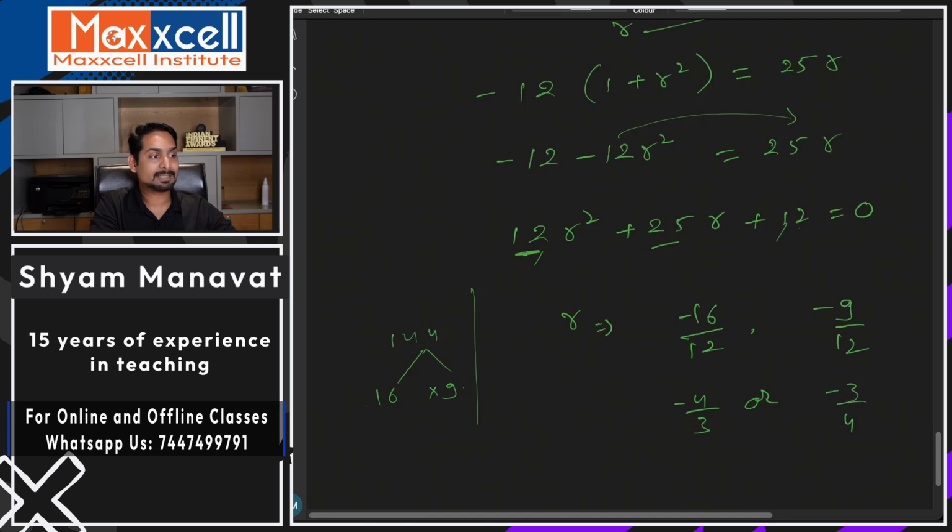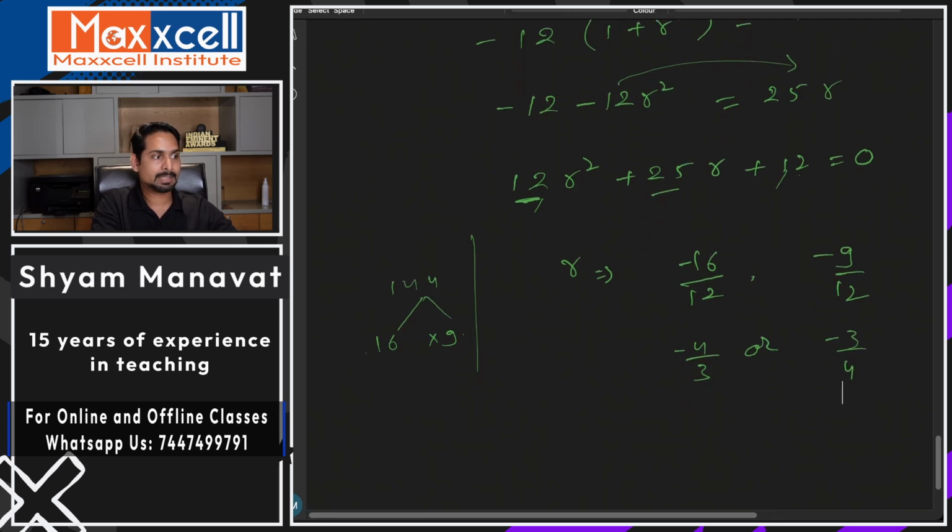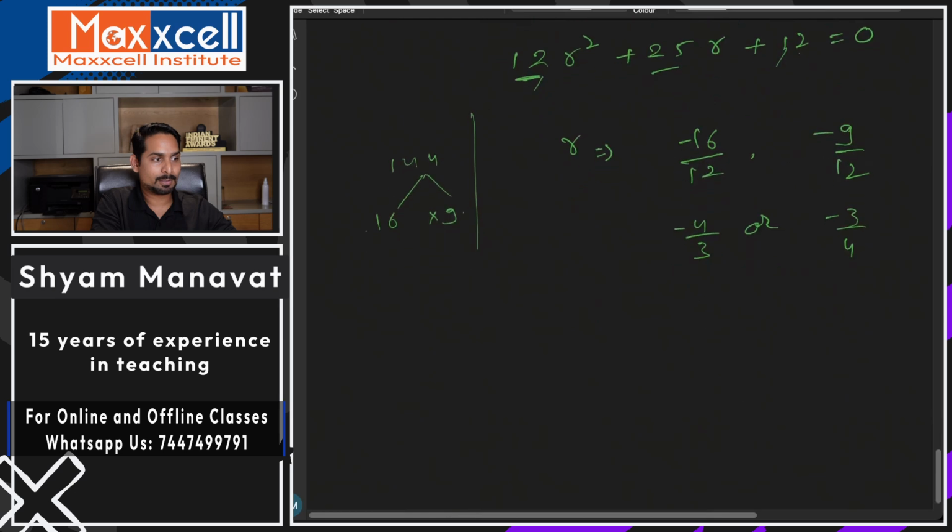So the question is: find the common ratio. The common ratio answer will be either minus 4 by 3 or minus 3 by 4. That is the answer.